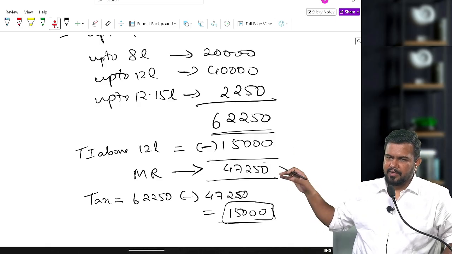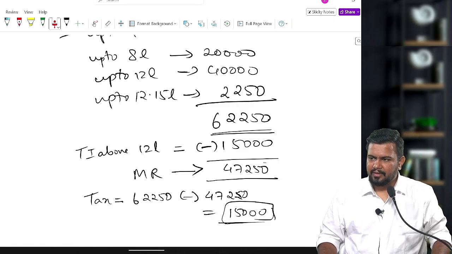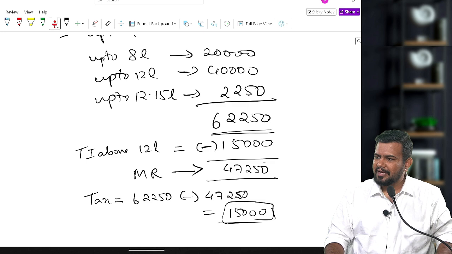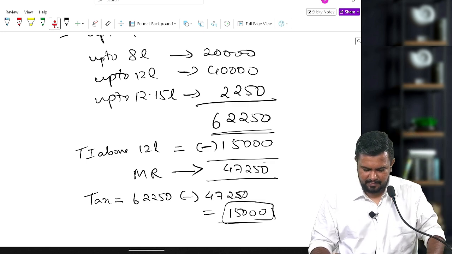Should I solve this properly? Are you able to understand? Okay. Anyone? Please raise your hands if you are still having doubt. Should I re-explain? No? Fine.